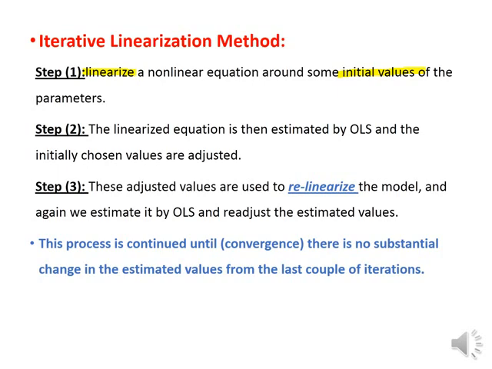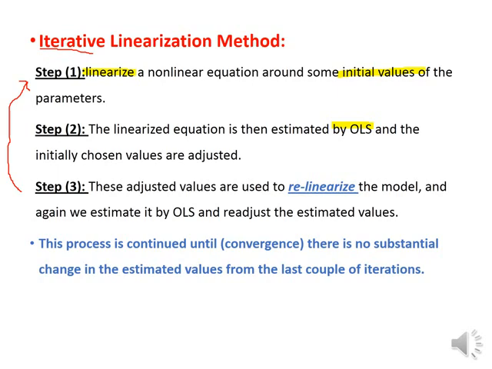And then in step 2, since we now have a linear regression model, we can simply apply OLS and obtain the fitted values or the estimated coefficients. And then in step number 3, we are relinearizing. We are using these fitted values or estimated coefficients to relinearize the model in step number 1, as if we are back to step number 1. That's why it's called the iterative linearization method. It consists of iterations. It is like a loop.